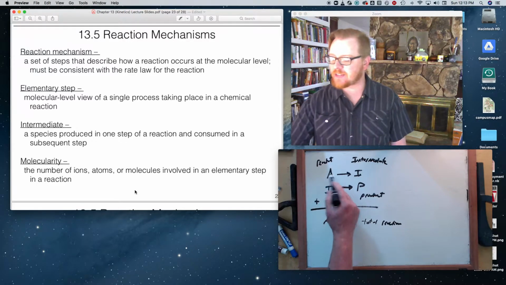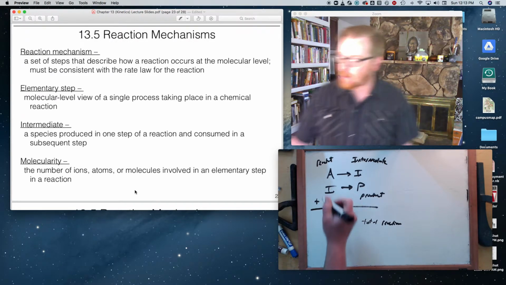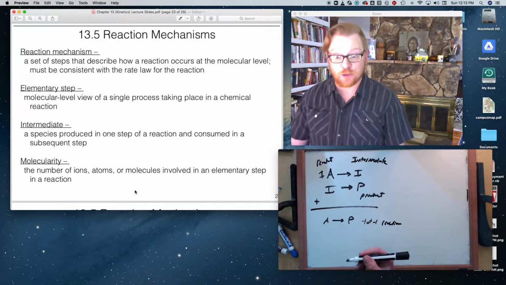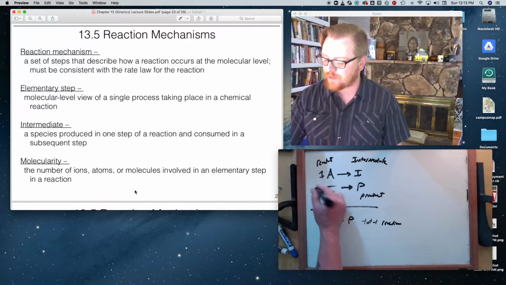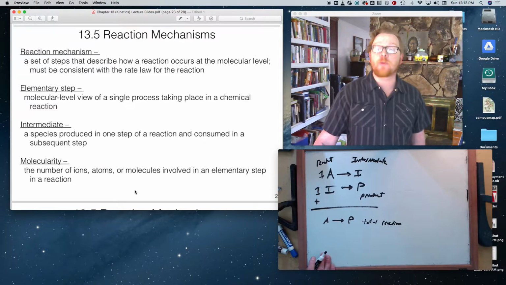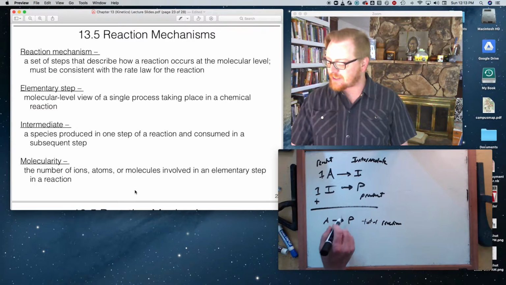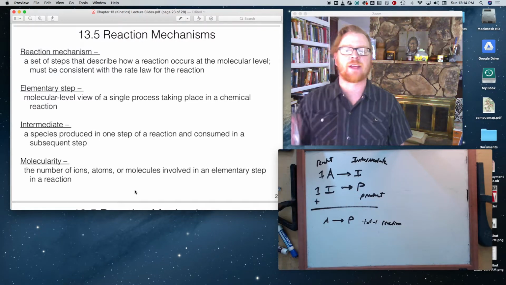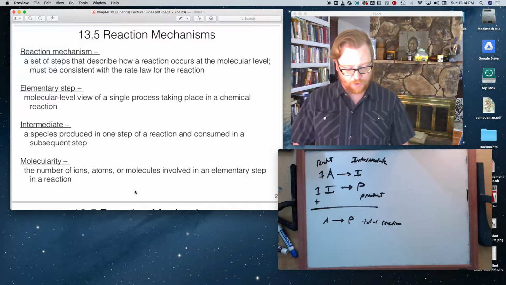And also, because I know these are elementary steps, I know because there's only one of these A's, that means it's first order. And because there's only one of these intermediates, that also means it's first order. But I can't necessarily say that about the total reaction. I can only use the stoichiometry of individual steps to infer the reaction order.